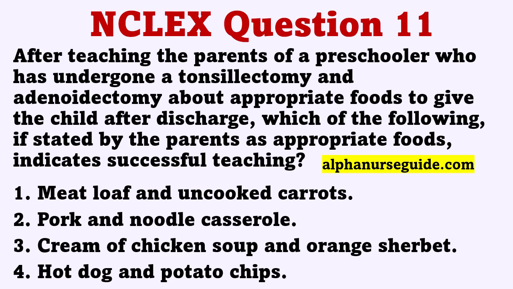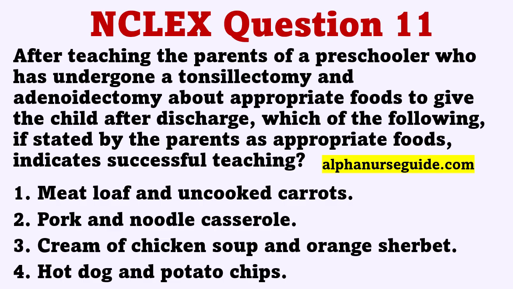After teaching the parents of a preschooler who has undergone a tonsillectomy and adenoidectomy about appropriate foods to give the child after discharge, which of the following stated by the parents as appropriate foods indicates successful teaching? 1. Meatloaf and uncooked carrots. 2. Pork and noodle casserole. 3. Cream of chicken soup and orange sherbet. 4. Hot dog and potato chips. The correct answer is 3.